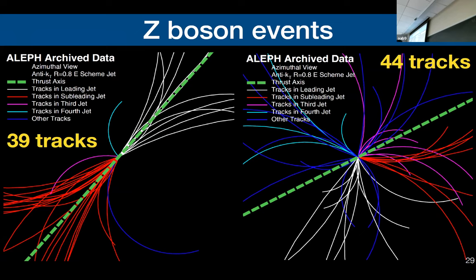And this is an event that has a little bit more isotropic behavior, and this one has 40 tracks. These are some of the highest number of tracked events in the data set.